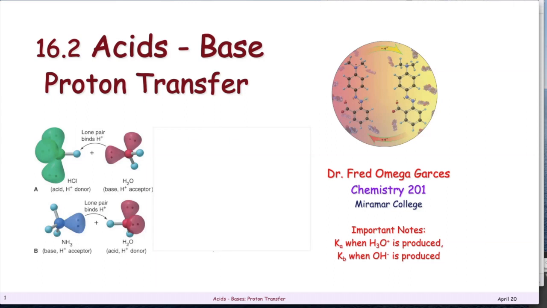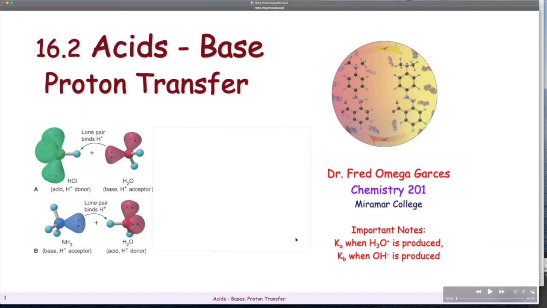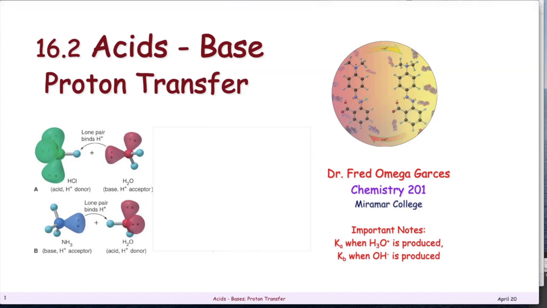So in terms of acid-base chemistry, acid-base chemistry, at least in this discussion, is nothing more than an equilibrium. That's why it's so critical to understand equilibrium.